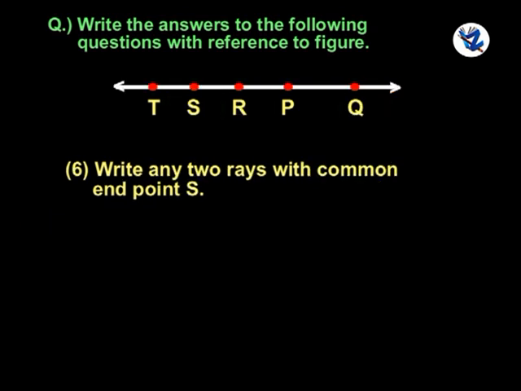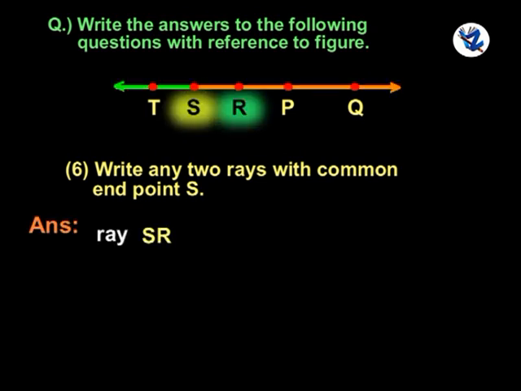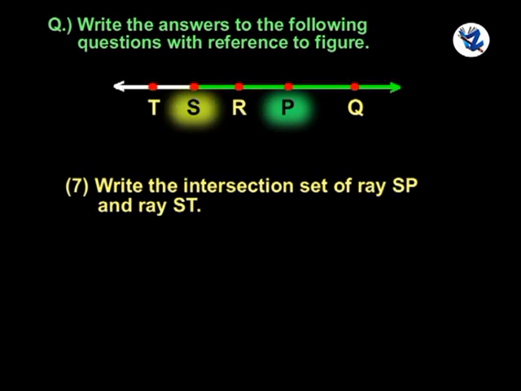Write any two rays with common endpoint S. Ray SR, ray ST. Write the intersection set of ray SP and ray ST. Point S. Now about conditional statements and converse.